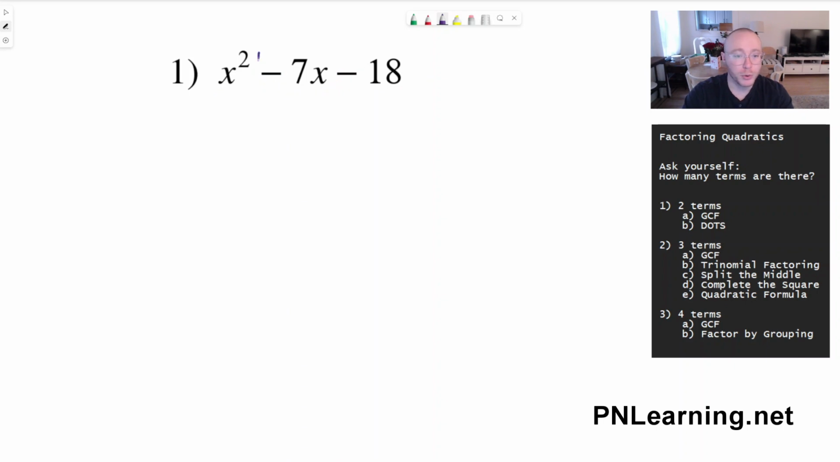It's also important to note that these negative symbols are a part of the term. So if you look at this particular example, we would say that x squared, negative 7x, and negative 18 are your 3 terms. So this is what we would call a quadratic trinomial. It's quadratic because the highest power of the x is 2, and it's a trinomial because of the 3 terms that we outlined before.